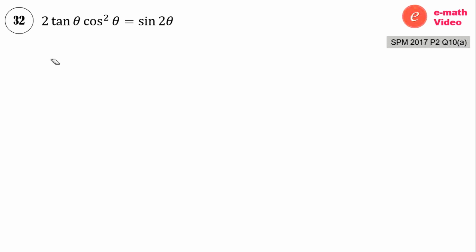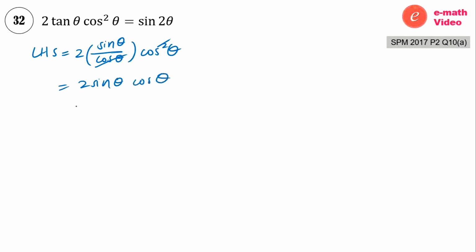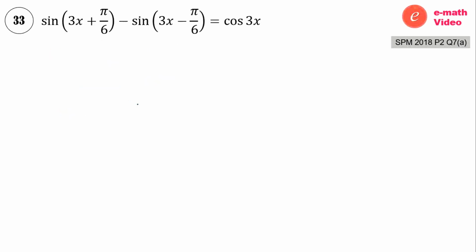Number 32 is quite similar, right? We have a double angle on the right hand side. So on the left hand side, I don't want tangent because we only have sine on the right hand side. I convert it into sine theta over cos theta times cos square theta. Cos and cos cancel, equals 2 sine theta cos theta. Look at the formula list. Sine 2 theta.